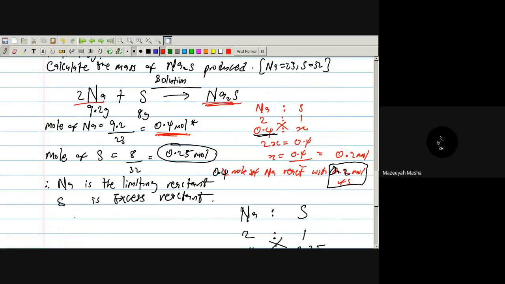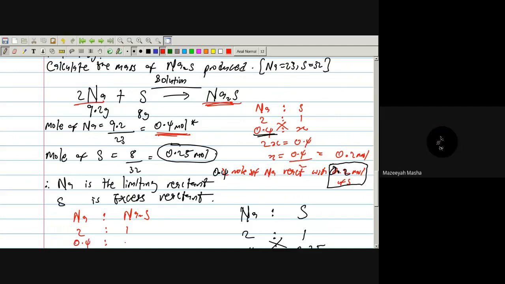So we have the ratio of Na to Na2S. Now, what's their ratio from the stoichiometry, from the equation? 2 to 1. Thank you. Now, what is the mole of sodium calculated in the question? 0.4. Exactly. So that's 0.4 mole of sodium.